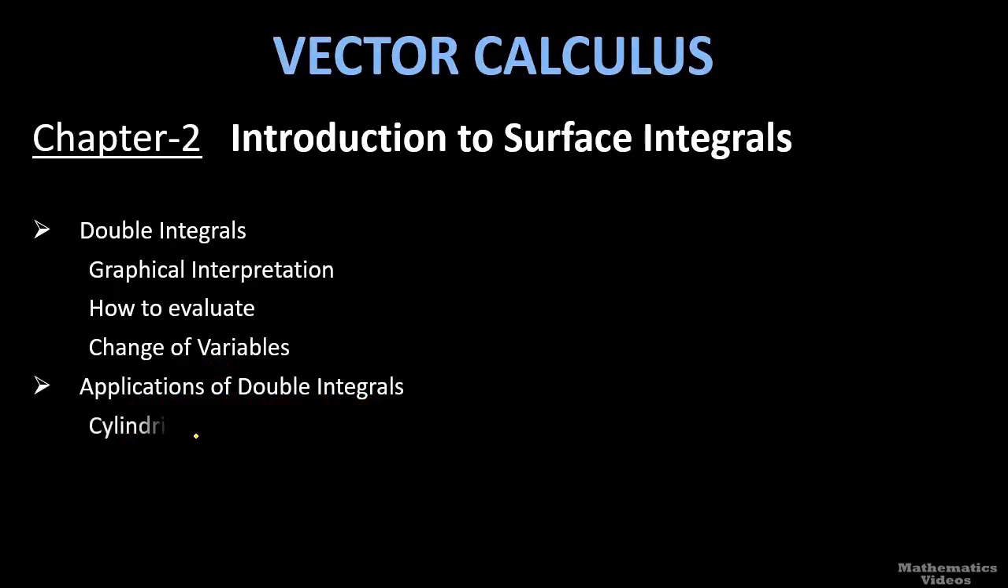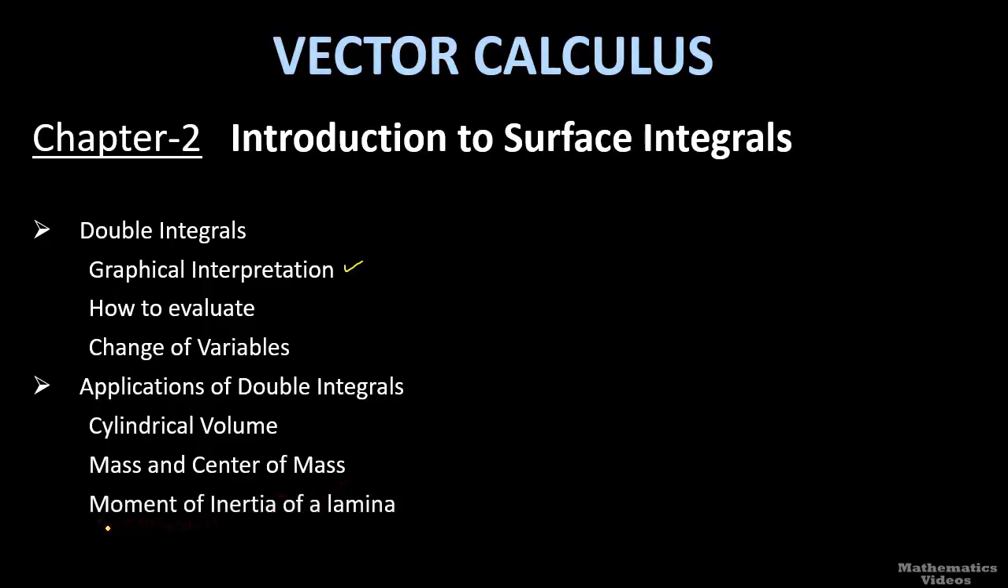The first application arises from the graphical interpretation of the double integrals, and it is the calculation of the cylindrical volume below a surface. And the second application is to calculate the mass and the center of mass of a two-dimensional object or a lamina. And the third application is to calculate the moment of inertia of such a lamina.